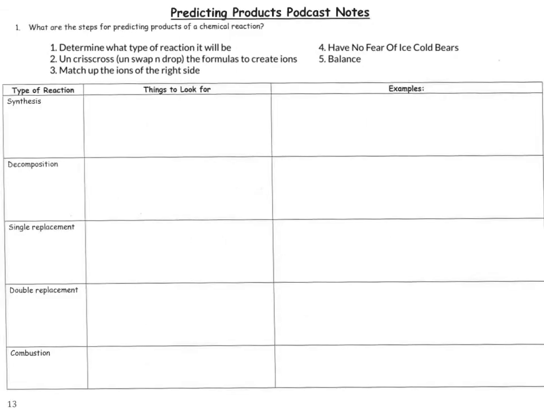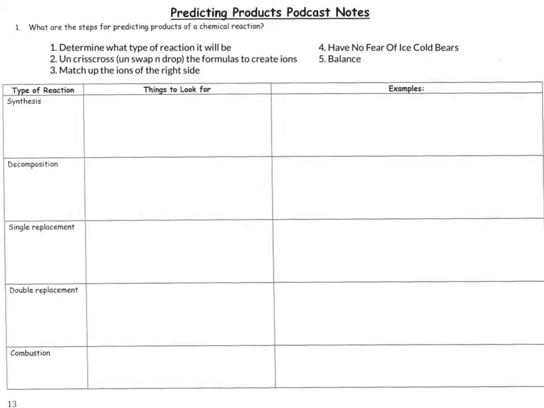Predicting products of a chemical reaction is definitely advanced material. But if you can bond and you can determine the type of reaction, then you can definitely predict products. There's a couple of steps that I like to go through for being able to predict what's going to happen in the chemical reaction. So the steps are, first you have to determine what type of reaction it's going to be. That will kind of guide you into the products. You have to crisscross or uncrisscross and drop the ions that are given to you. Match them up on the right side.